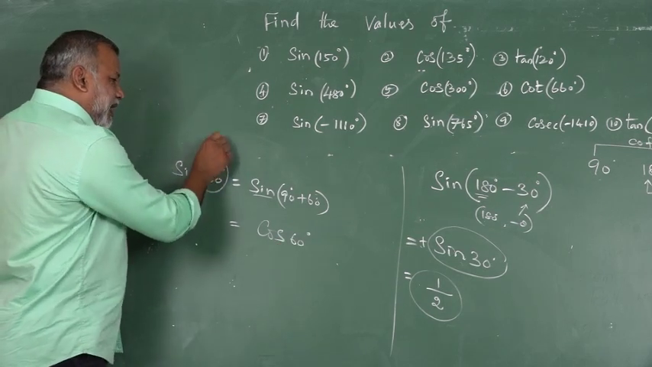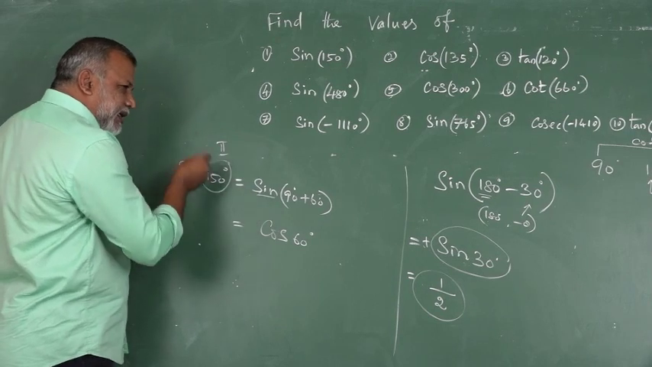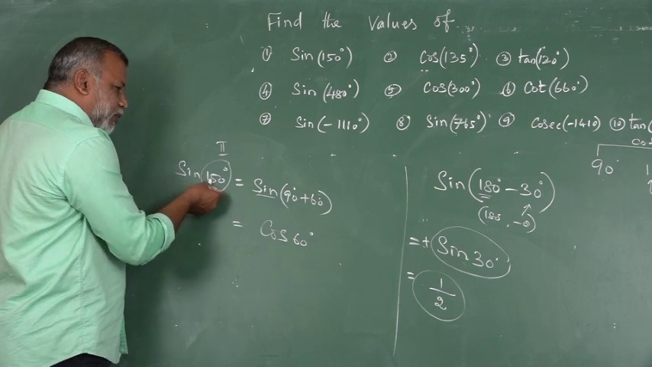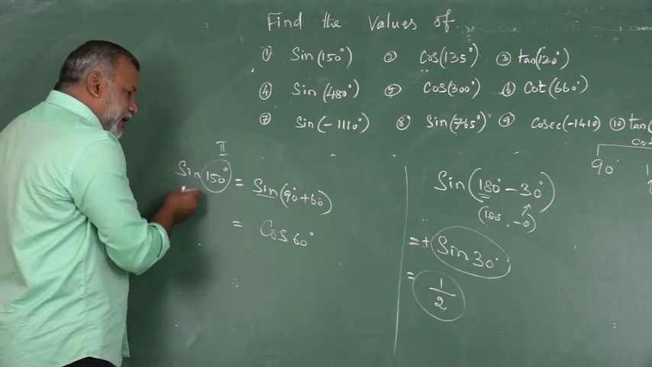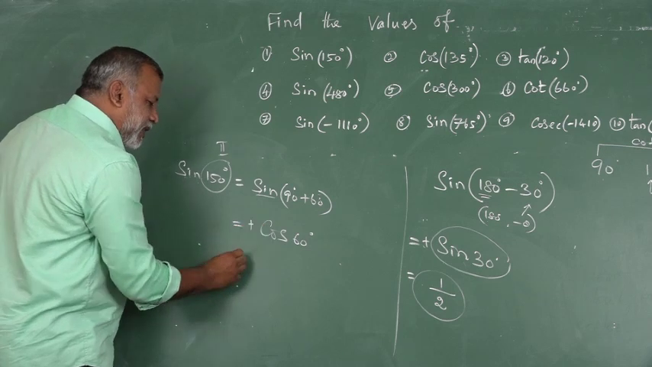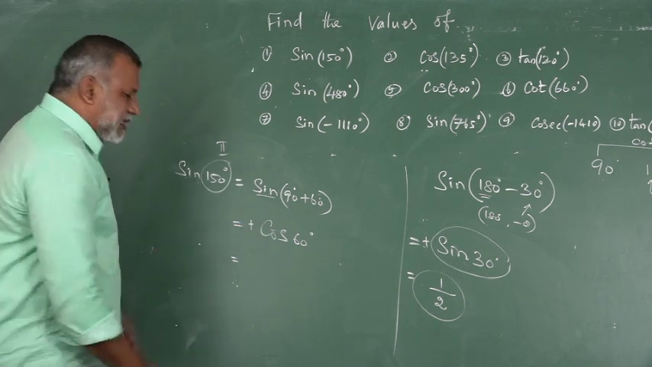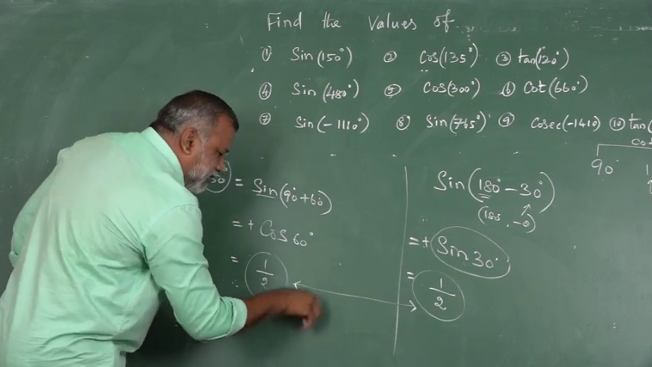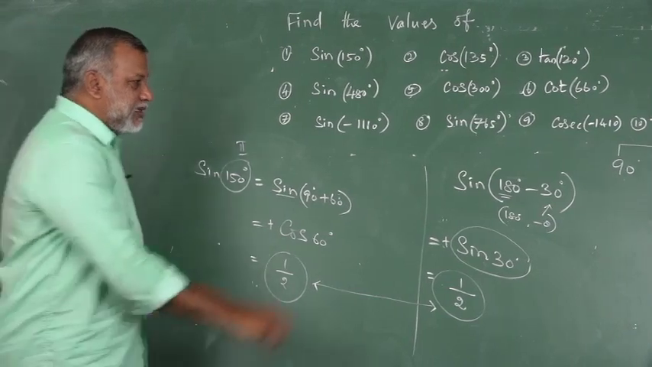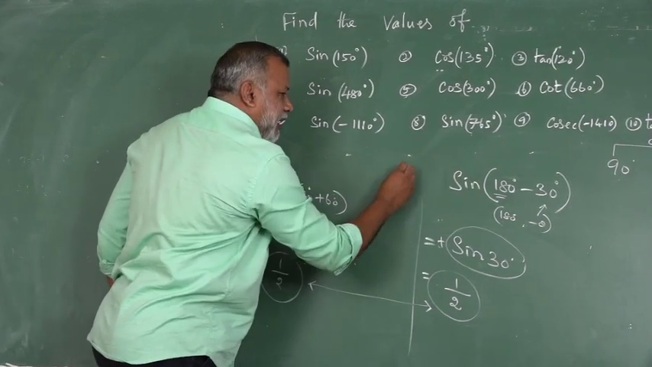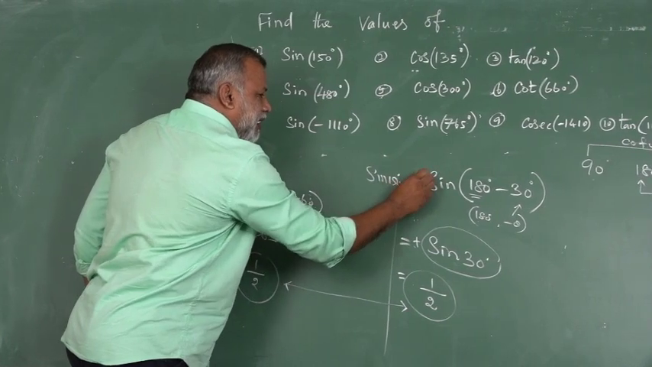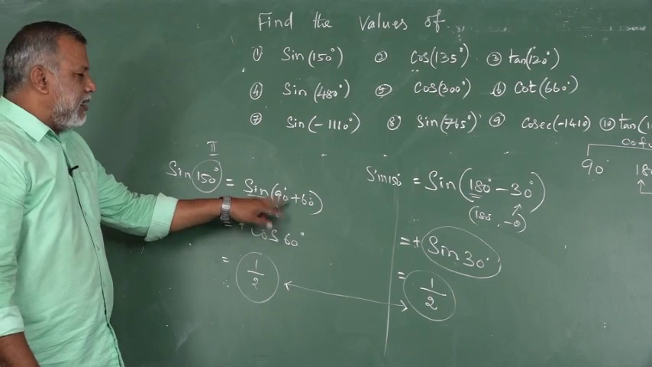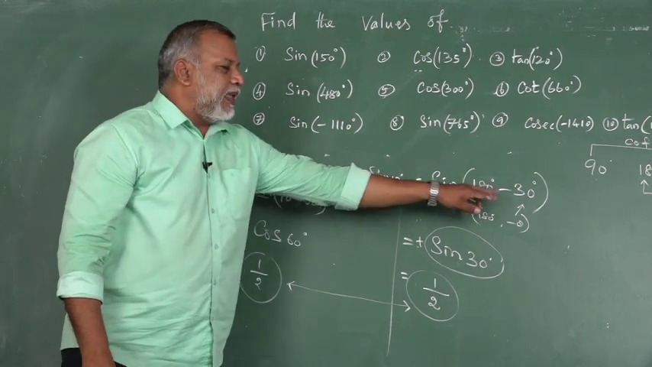150 lies in second quadrant. Once again, think about the given, not about the result. Sine 150 lies in the second quadrant. So sine takes positive. From your trigonometric table, cos 60 will produce 1 by 2. See, both answers will be the same. So we can split sine 150 in the form of 180 minus theta or 90 plus theta. Here 90 plus 60, here 180 minus 30.